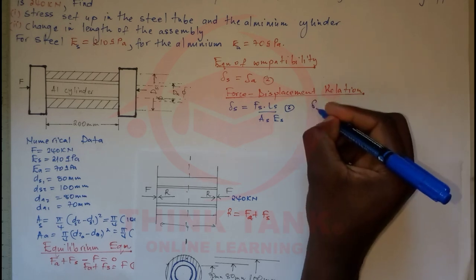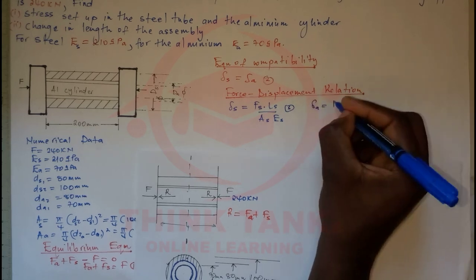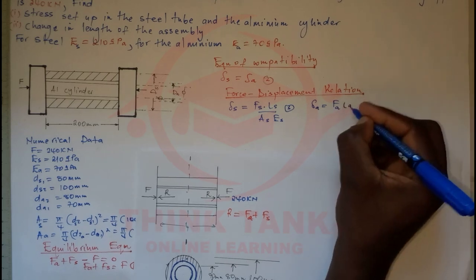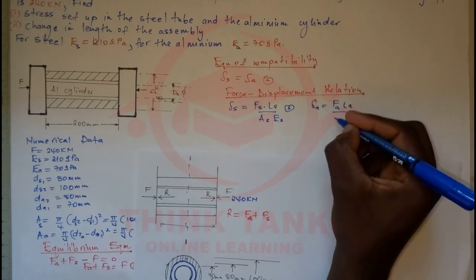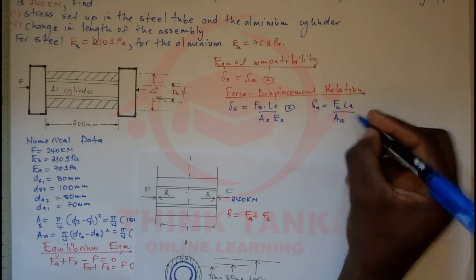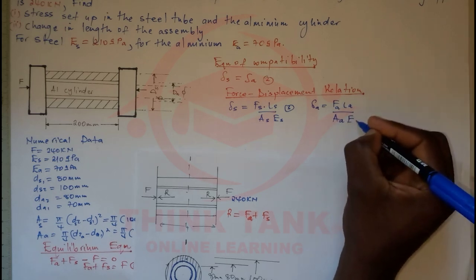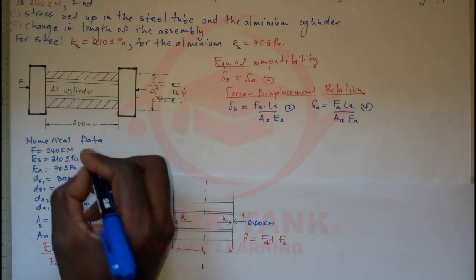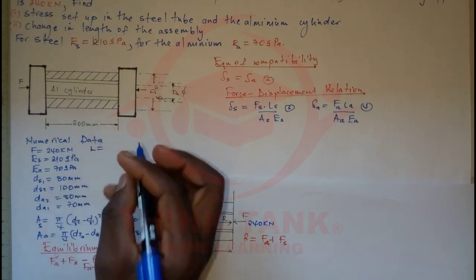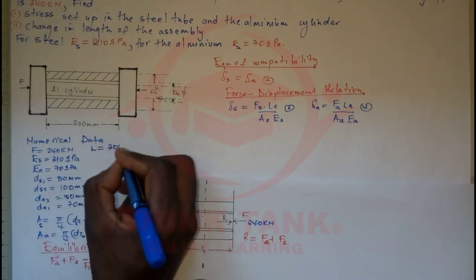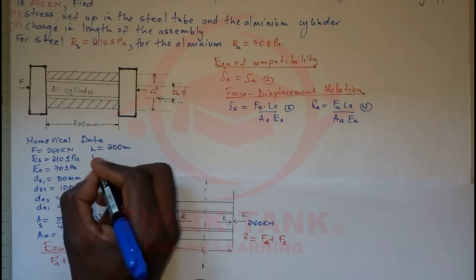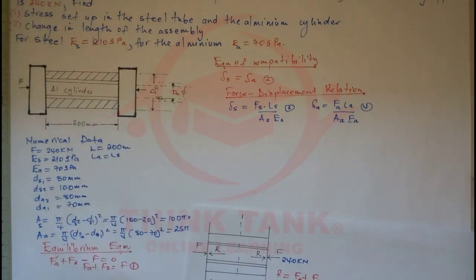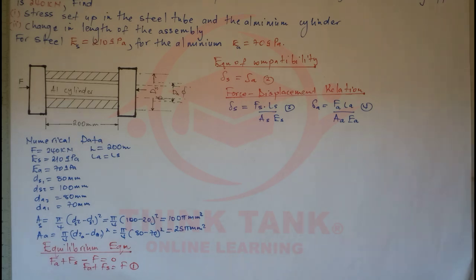Then the displacement of aluminium is going to be Fa, the force applied to the aluminium, times the length La divided by the cross-sectional area Aa times the Young modulus Ea, and that is going to be the fourth equation. That means here we needed L. I'm going to write L is going to be 200 millimeters. You know that La is equal to Ls. So now we have enough equations to solve our problem.